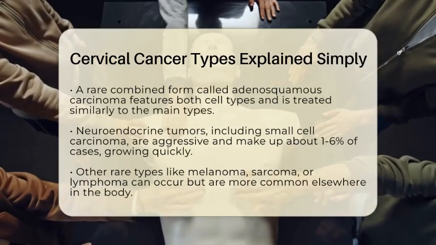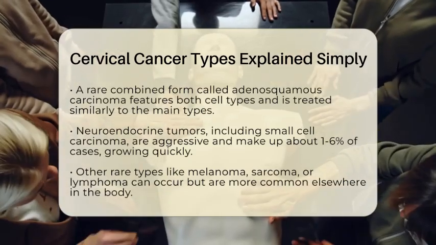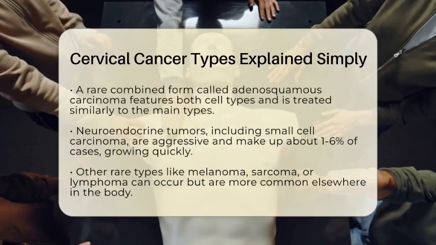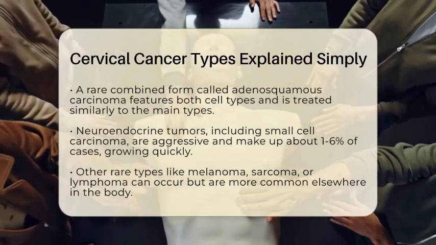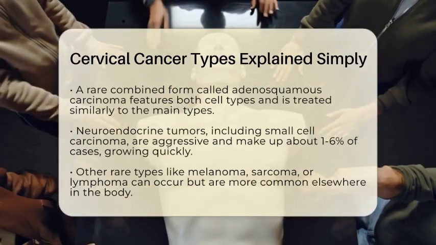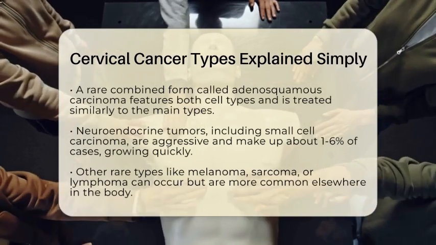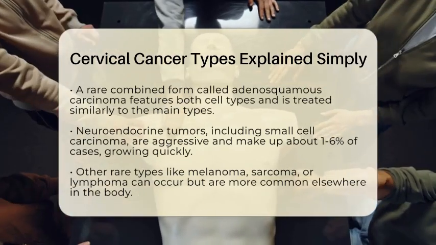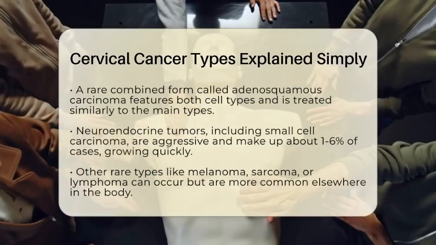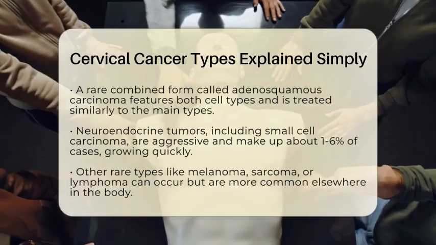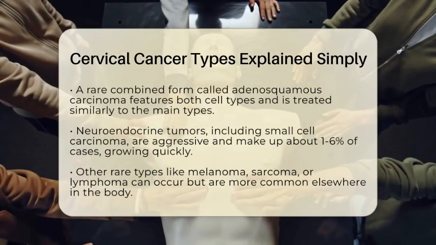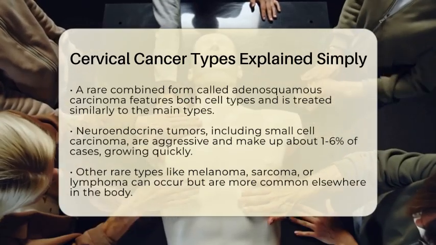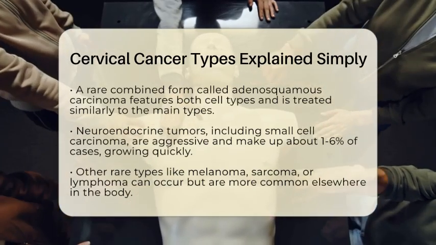Adenocarcinoma accounts for roughly 10 to 20% of cervical cancers. It starts from glandular cells lining the cervical canal, which produce mucus. These tumors tend to develop higher up in the cervix and have been increasing in recent years. Sometimes, a tumor can have features of both squamous cell carcinoma and adenocarcinoma, called adenosquamous carcinoma. This is less common but is treated similarly to the other main types.